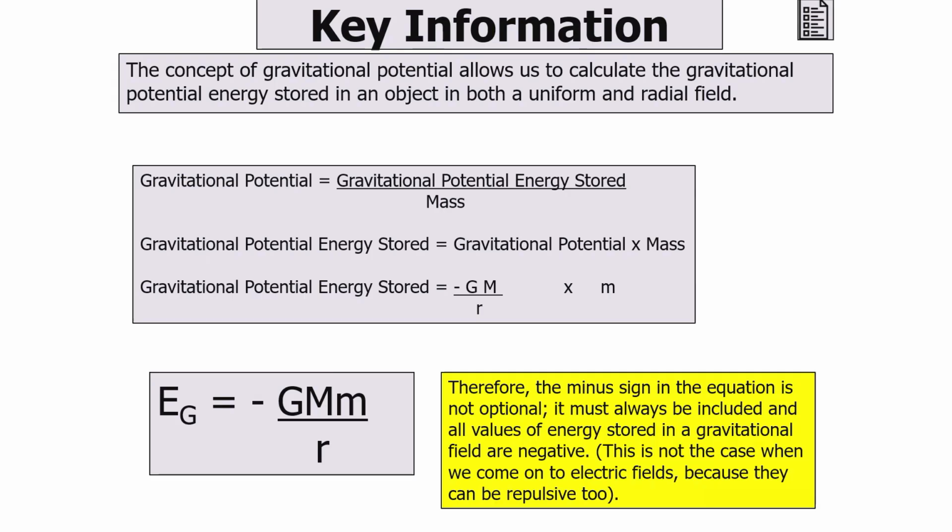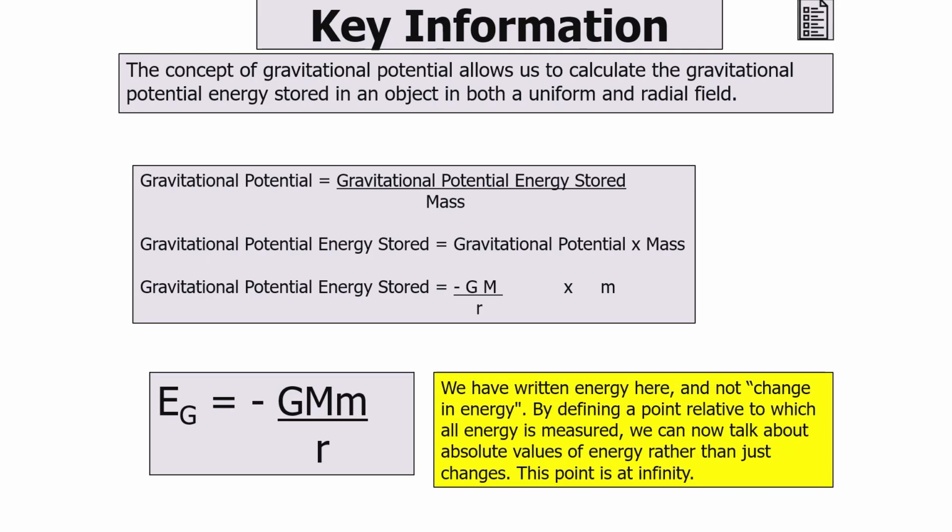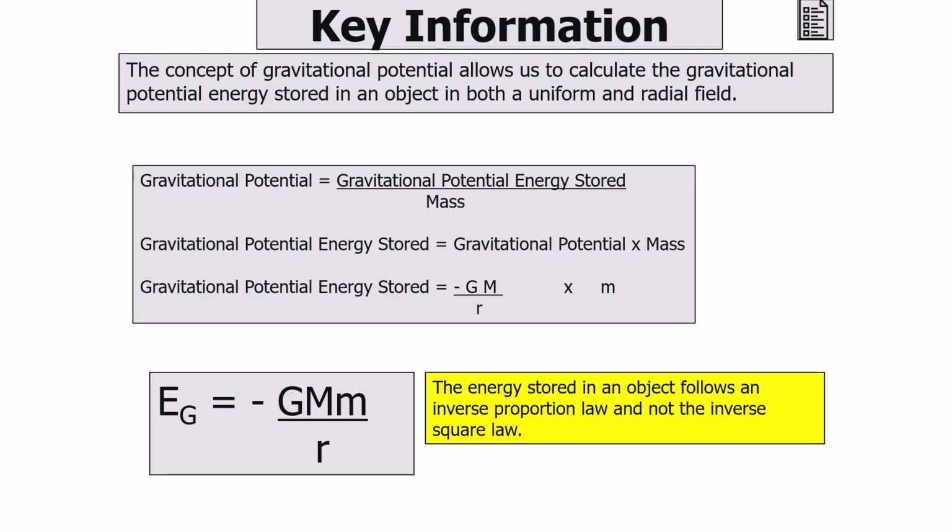This is not the case when we come to electrical fields, because they can be repulsive as well as attractive. Now, in our equation, we've written energy here, but not change in energy. By defining a point relative to which all energy is measured, we can now talk about absolute values of energy rather than changes in energy, and this point, which we define, is at infinity. The energy stored in an object follows an inverse proportion law and not the inverse square law.